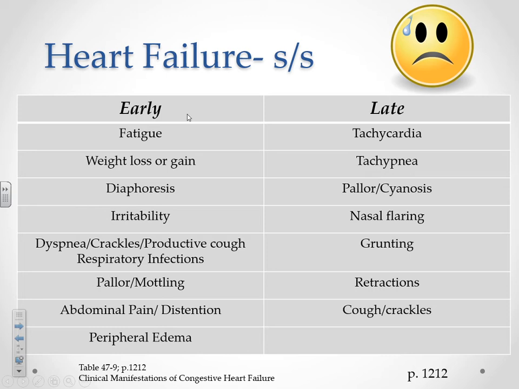I'm gonna have a wet cough. The book said productive, but it's gonna be wet. I may or may not be able to get it up. So I would rather it say a wet cough than a productive cough. Productive means that I'm able to cough it up. Why would I have abdominal distension and edema?